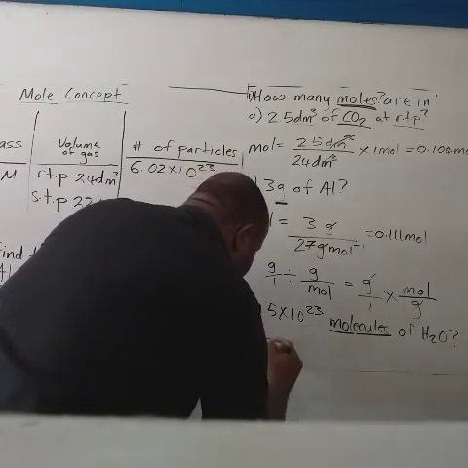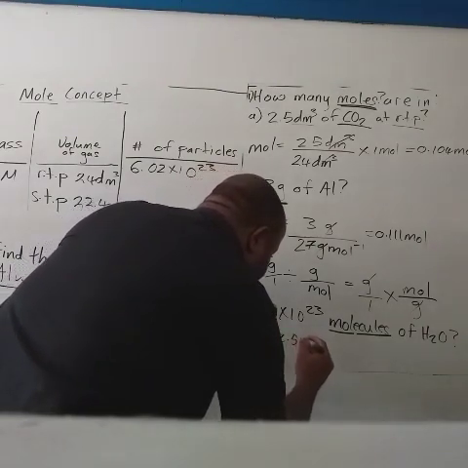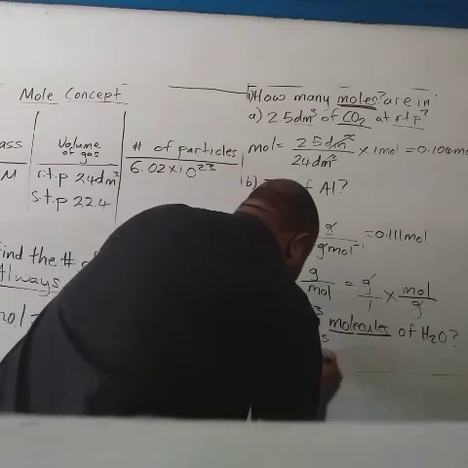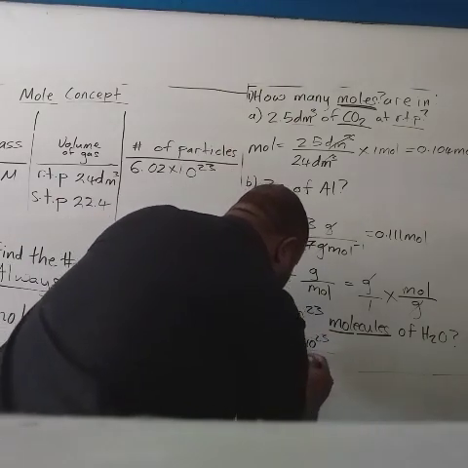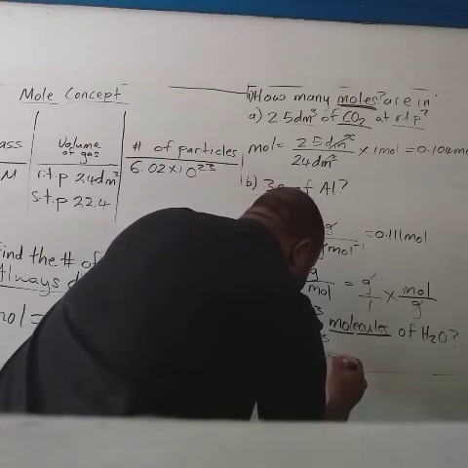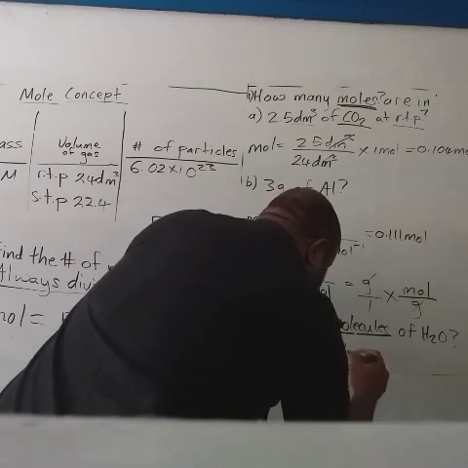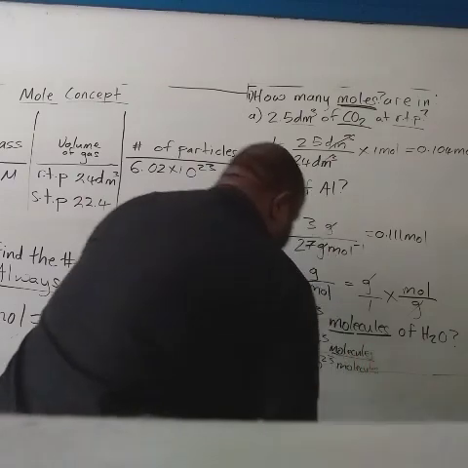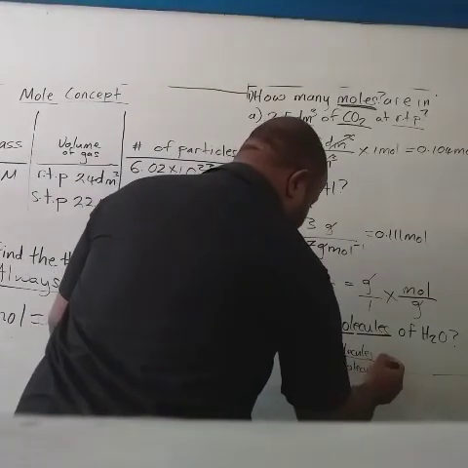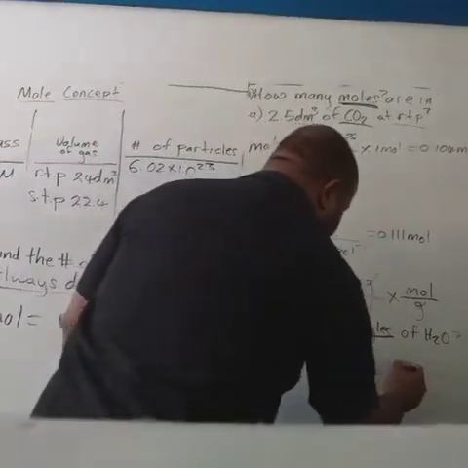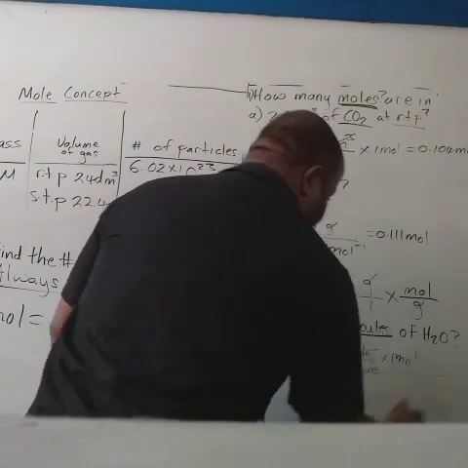So mole is equal to 2.5 times 10 to the 23 divided by 6.02 times 10 to the 23 molecules. Molecules will cancel. The unit you're looking for is moles. So you divide it by 1 mole.